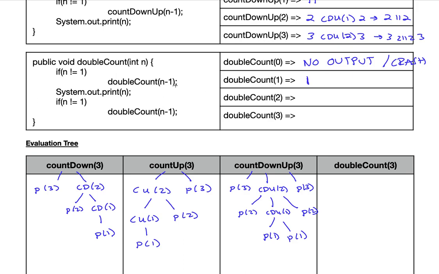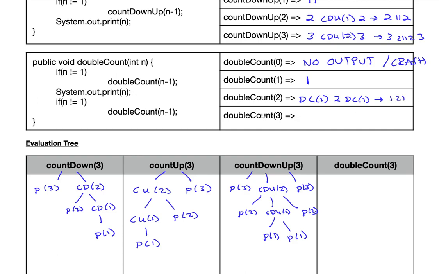Double count 2, 2 is not equal to 1, so it's going to call double count on the input 1 less than 2, so that's 1, followed by the printing of 2, followed by the double count call of 1. So that means the total output, because double count 1 was 1, is 1, 2, 1.